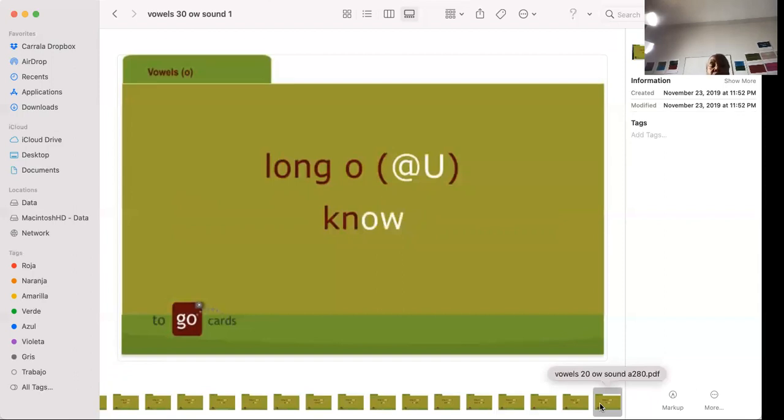So we're talking about the long O sound in English, but using the OW. And we talked about how the long O has different pronunciation, but in these cards, you're only talking about the long O sound.